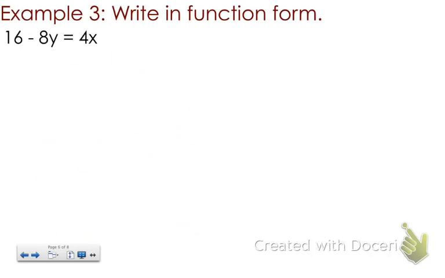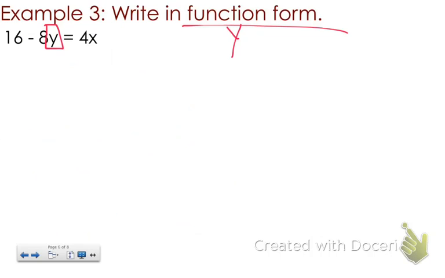Okay, so this example is very common but sort of special. It's not telling you what variable to solve for directly, but it says write in function form. And so what that means is that they want you to get y by itself. If you ever see write in function form, that means that you are trying to solve for y.